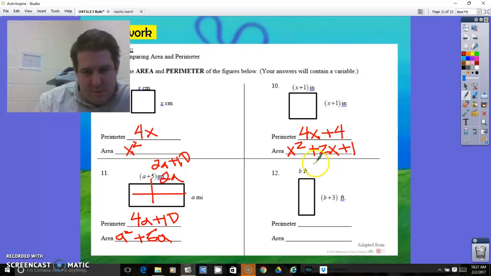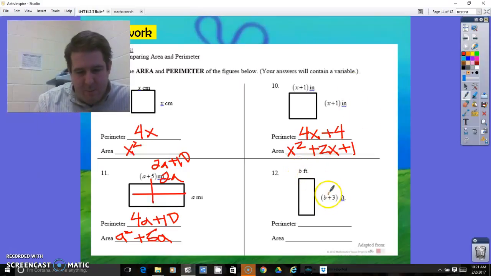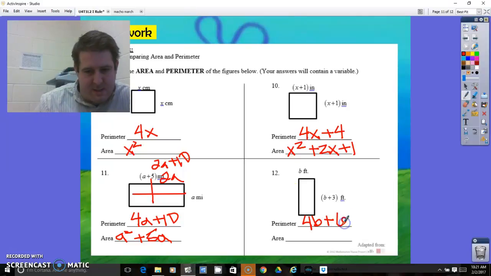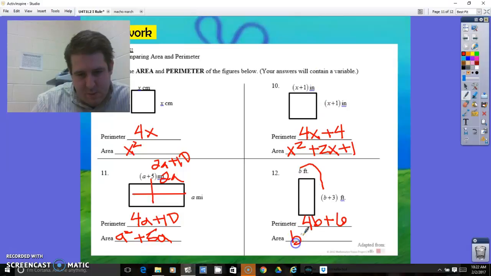Last question. This is also a monomial and a binomial, for it's a rectangle. The perimeter would be 1, 2, 3, 4 b's and 2 3's, so that would be 4b plus 6. And the area, use the distributive property. b times b is b squared, and b times 3 is 3b. All right, so that looks to be it.